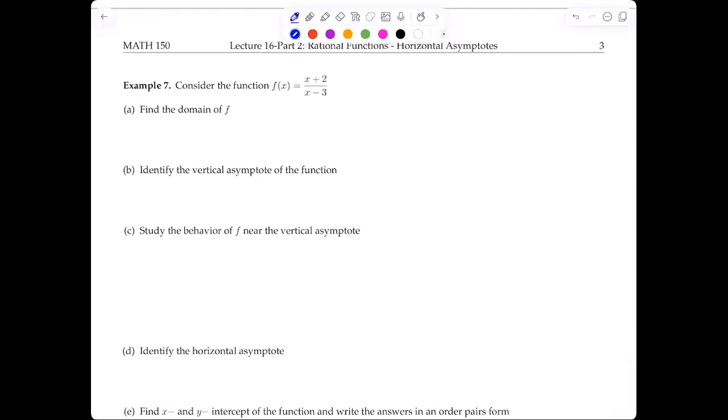Consider this rational function of the form x plus 2 over x minus 3. The first thing we need to do is find the domain of the rational function. So the domain is that of x different from 3. Because we're not going to remove or cancel any factors, so there's not going to be a hole on the graph of the function at all. So this value that you exclude from the domain is going to be the vertical asymptote. So you say that the vertical asymptote is x equal to 3.